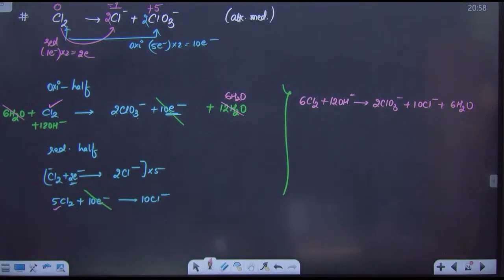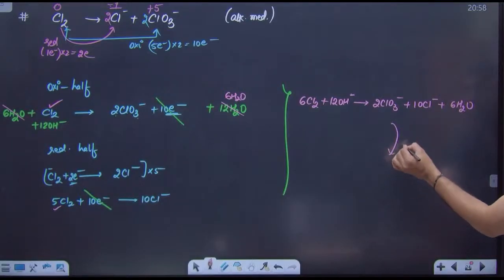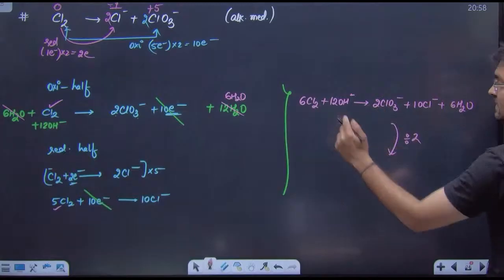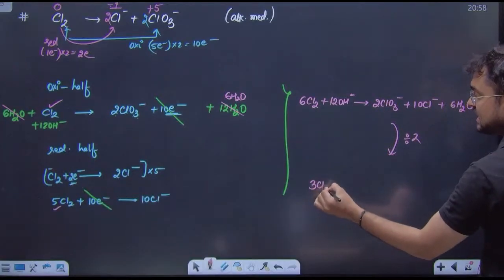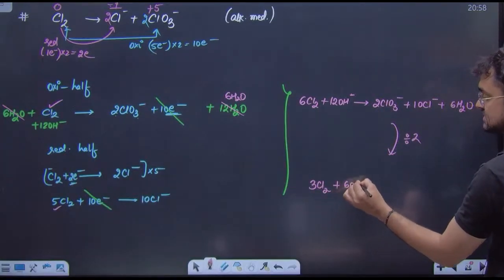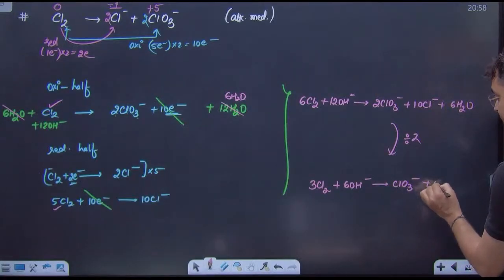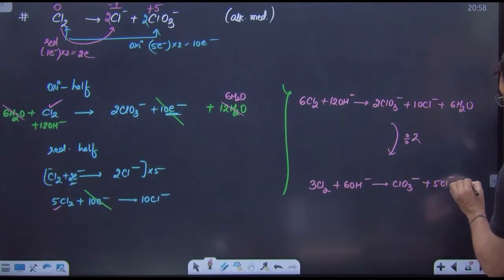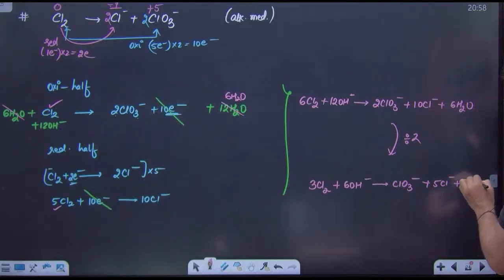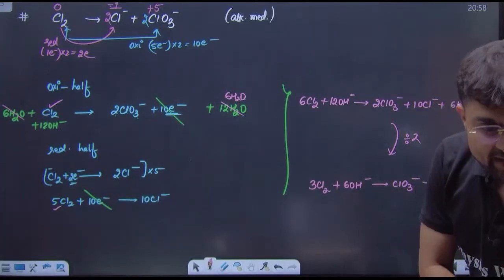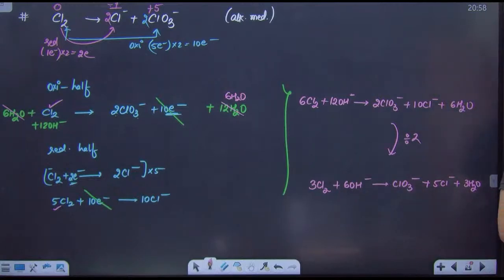So either you can write it down like this, or you can simplify this by dividing each and everything by 2, because see, everything is getting divided by 2. So we will be getting 3 Cl2 plus 6 OH negative giving ClO3 negative, 5 Cl negative, 3 H2O. So very good, Himanshi. Very good, beta. You are getting the exact answer. That's really very nice.